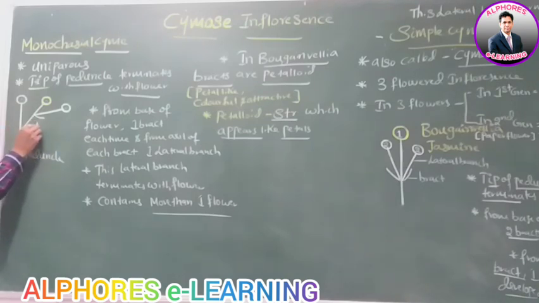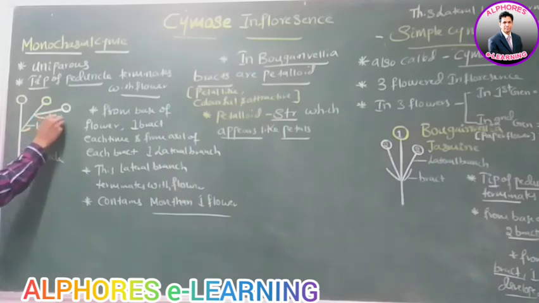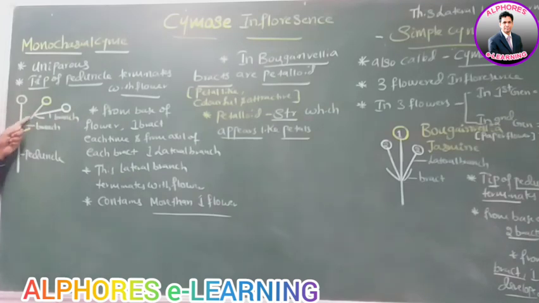This is a branch, sir, a lateral branch. This is also a lateral branch. In this diagram, how many branches are there? 2 branches. But how many flowers are there, sir? 3. It means in monochasial cyme, the number of flowers is equal to the number of branches plus 1.